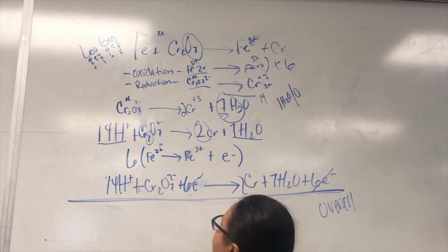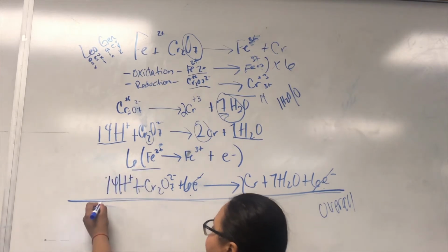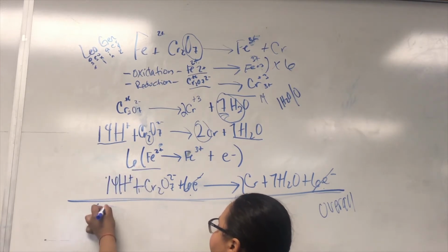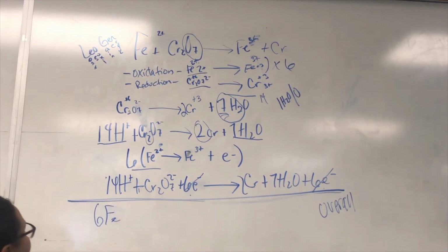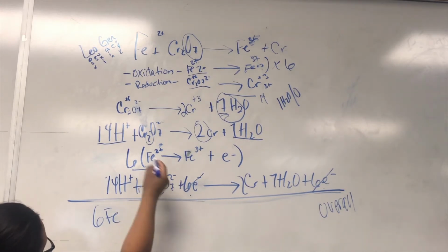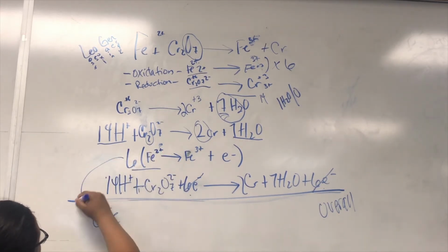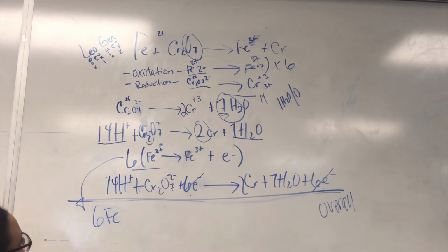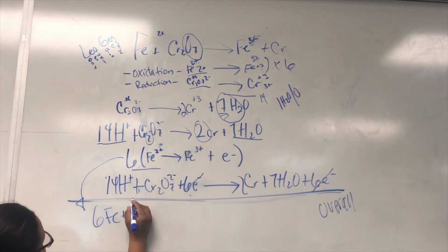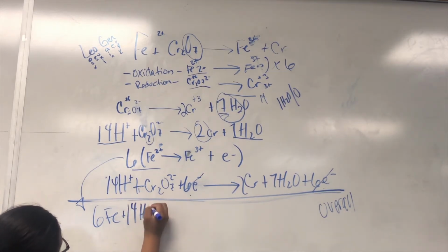gonna start with the 6 irons. So we have 6 irons. This is not my writing pen. So we have 6 irons. So we bring that one down, right? Since it doesn't have anything to cancel with, we have to bring that down. So we're left with 14 hydrogen ions. We don't have anything to cancel that out with as well.